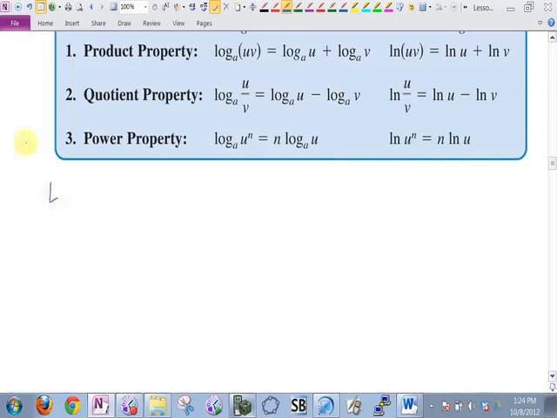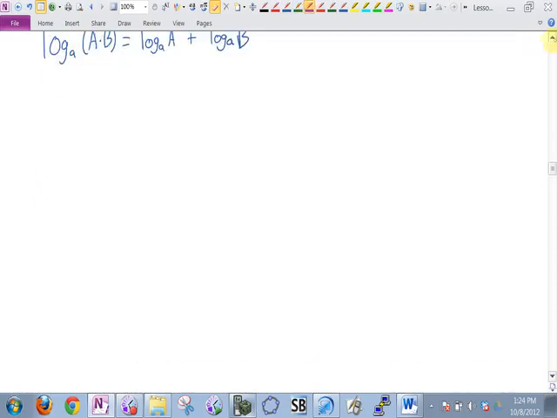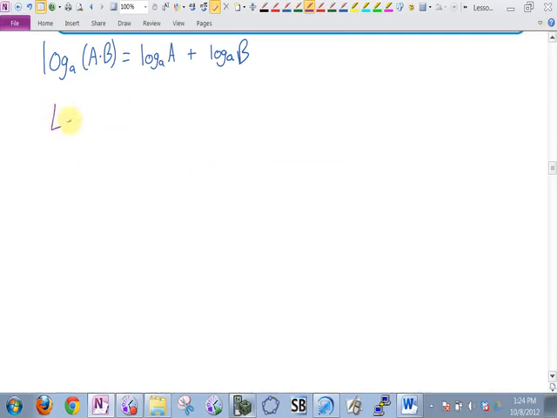So I want to prove this one. I want to prove that the log base a of capital A times capital B is equal to the log base a of capital A plus the log base a of capital B. Okay? So that's the product property. Let's prove that. So here's how this proof begins. Let's create two new variables. Let's let x equal the log base a of capital A, and let's let y equal the log base a of capital B. Okay? Now those are both log expressions.